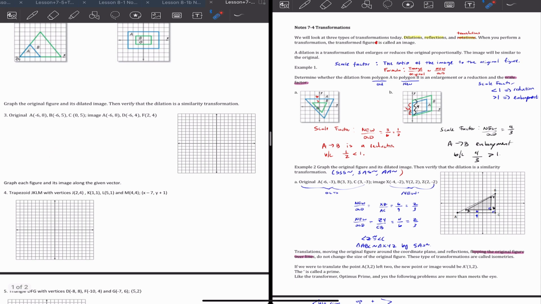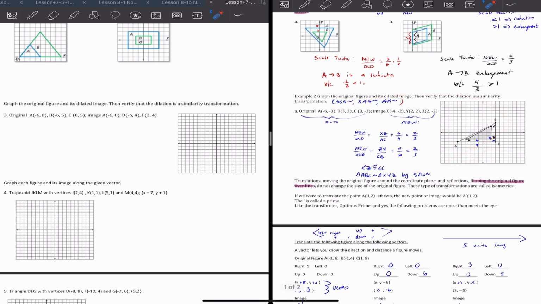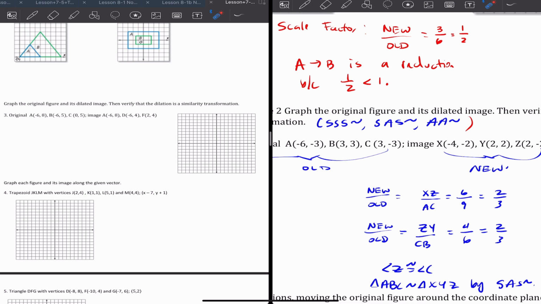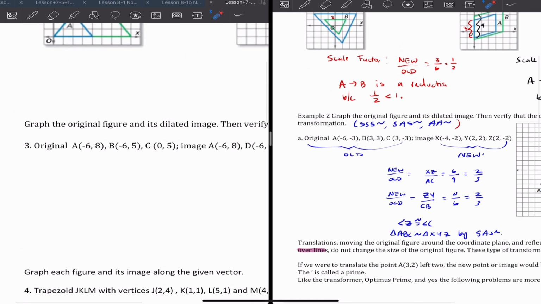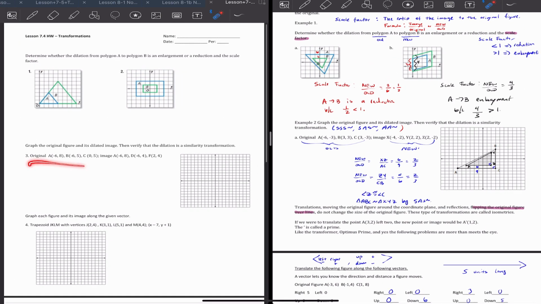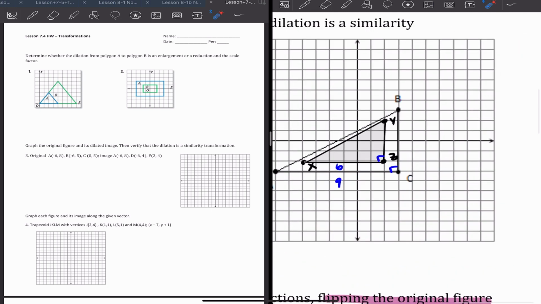Then number 3, just like this example here: graph the original figure and its dilated image, then verify the dilation is a similarity transformation. Is it side similarity or angle similarity? You have your original points, and then this is your picture. I'm sorry that the original is not graphed for you, so you're going to have to graph the original this time. Then you're going to graph the image and compare those two figures and see, are those two figures similar? What I would recommend is do something like this.